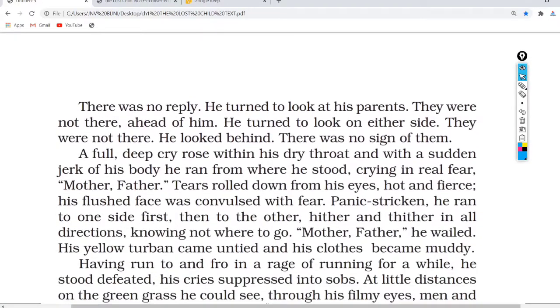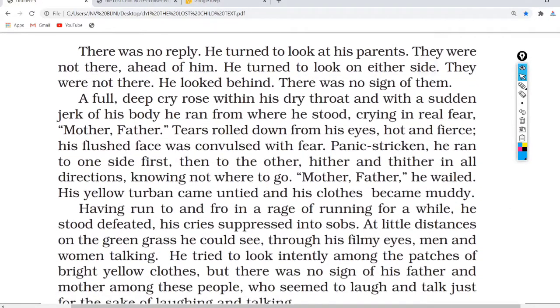Here we move to the next part. As usual, we will see what will be the answer. The answer is known to the child. There is no reply, means the father and mother told nothing. He turned to look at his parents.